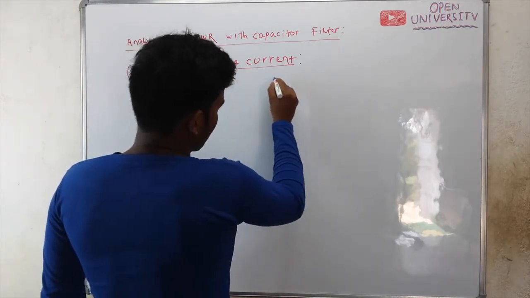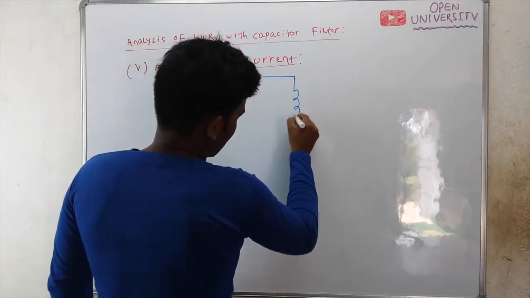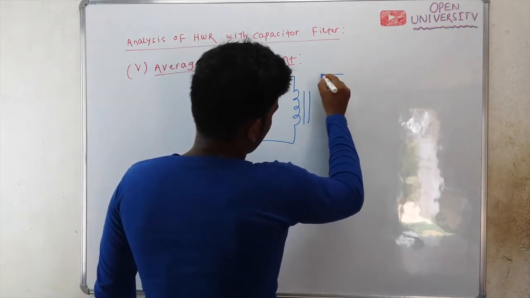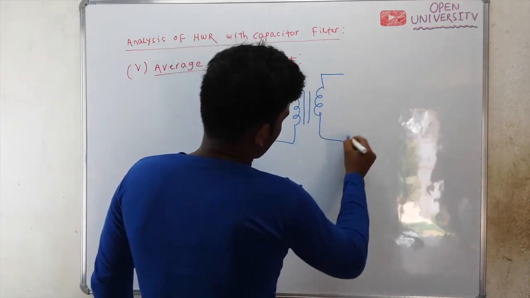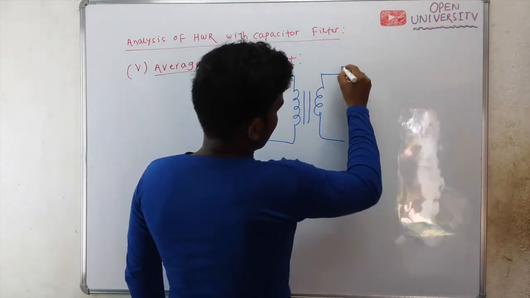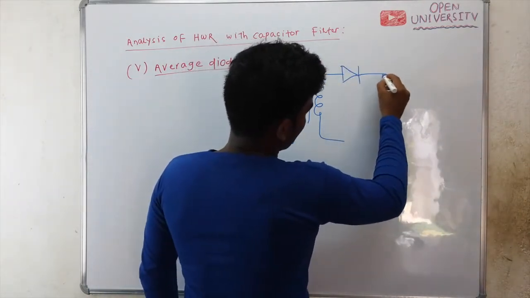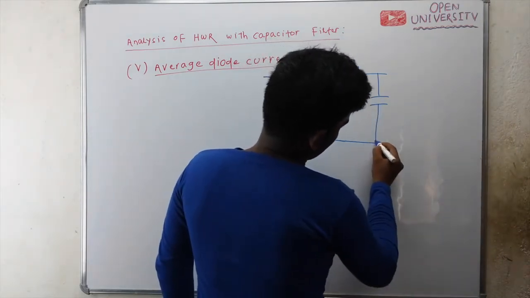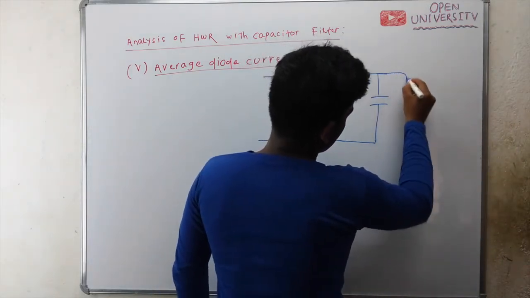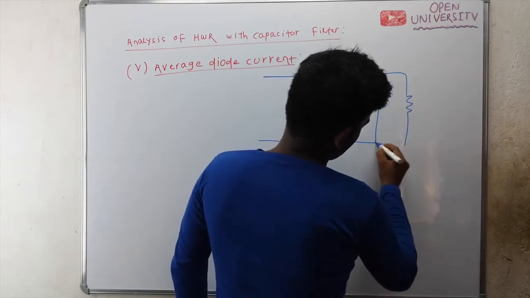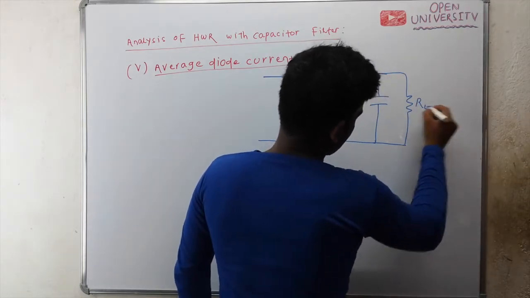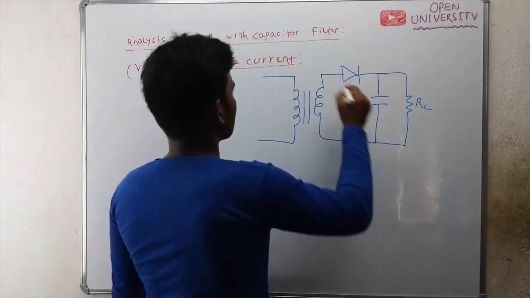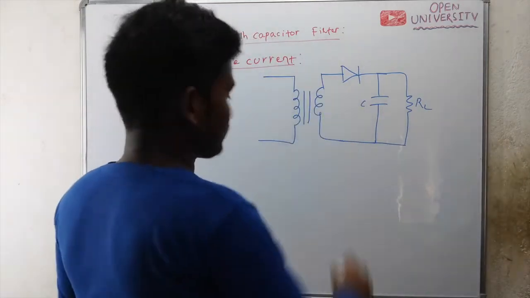See, this is your half-wave rectifier, step down transformer, half-wave rectifier with capacitor filter. This is your RL. This is your capacitor. I want to find out average current through the diode.